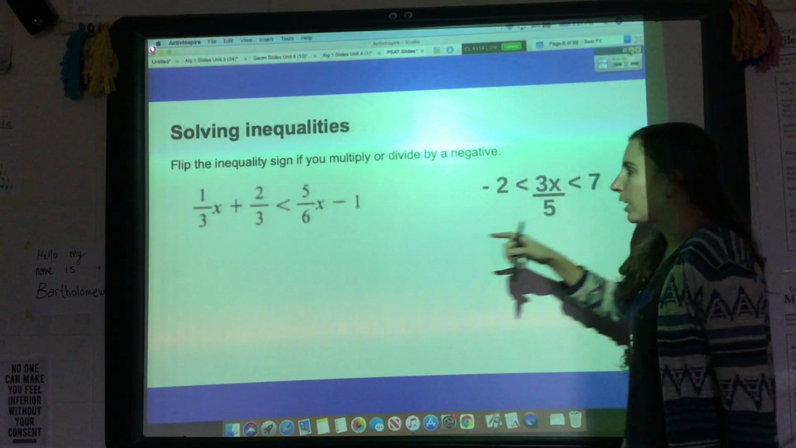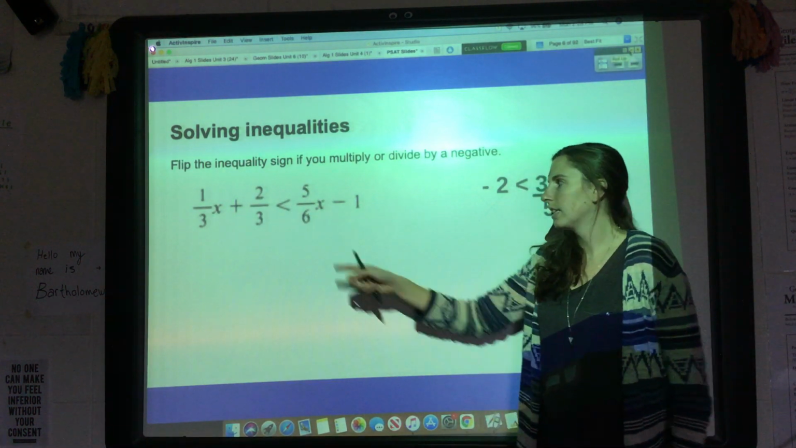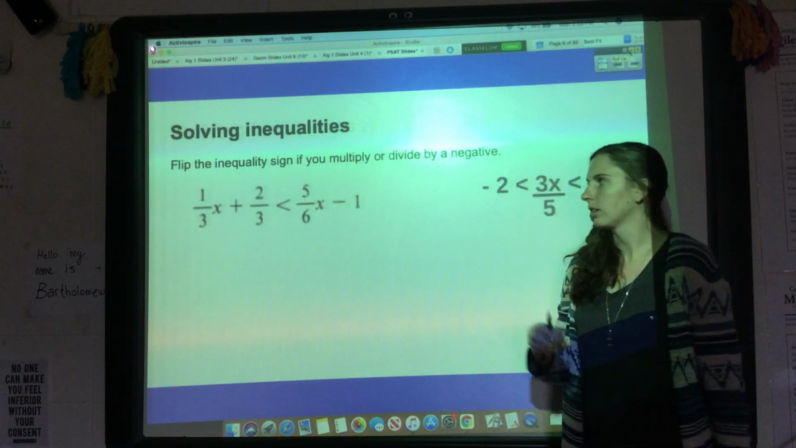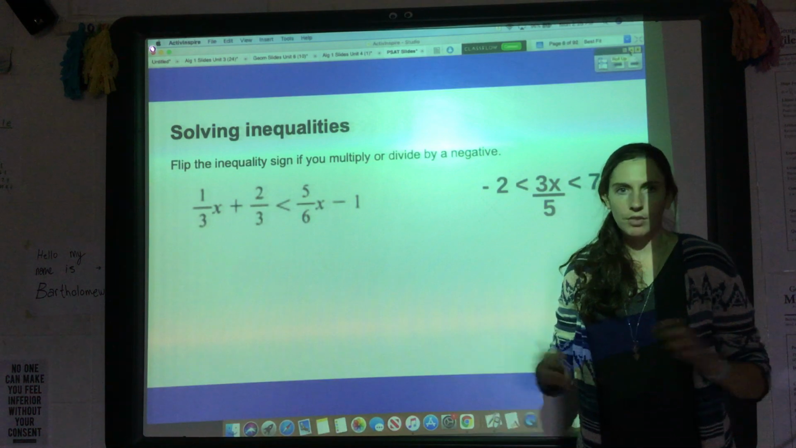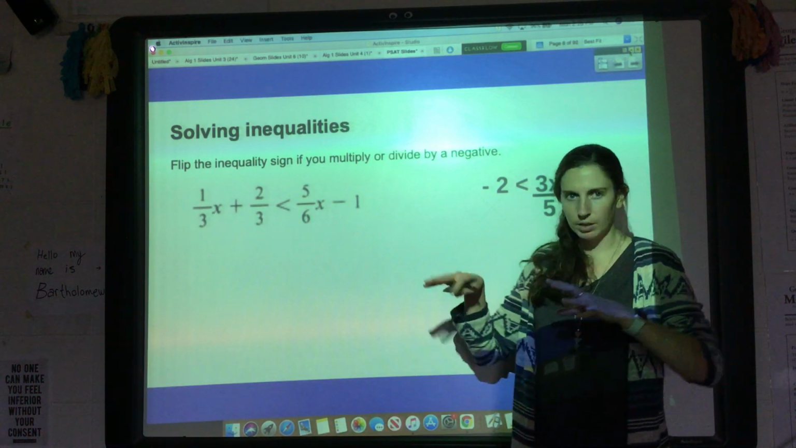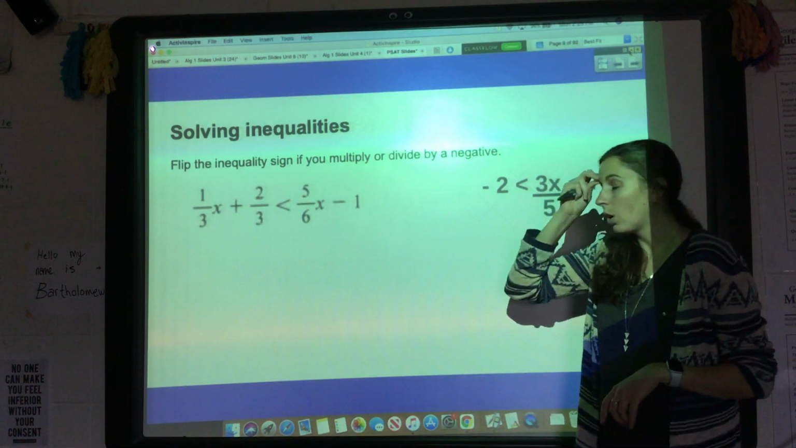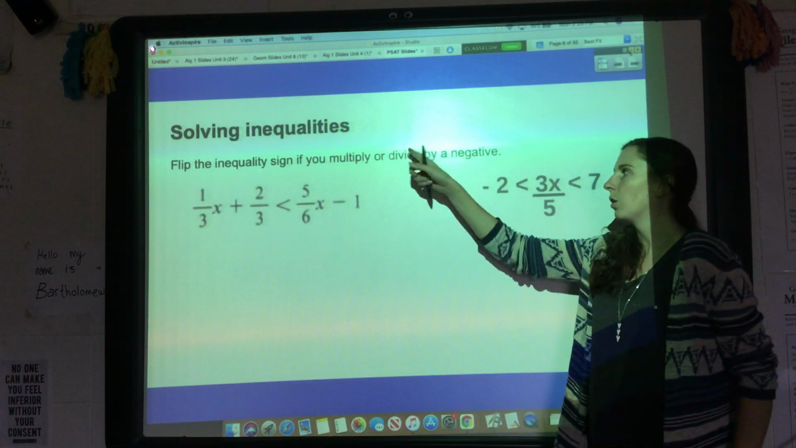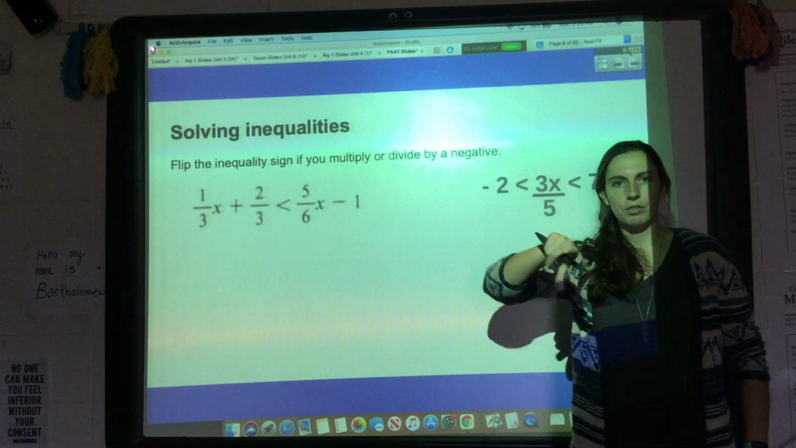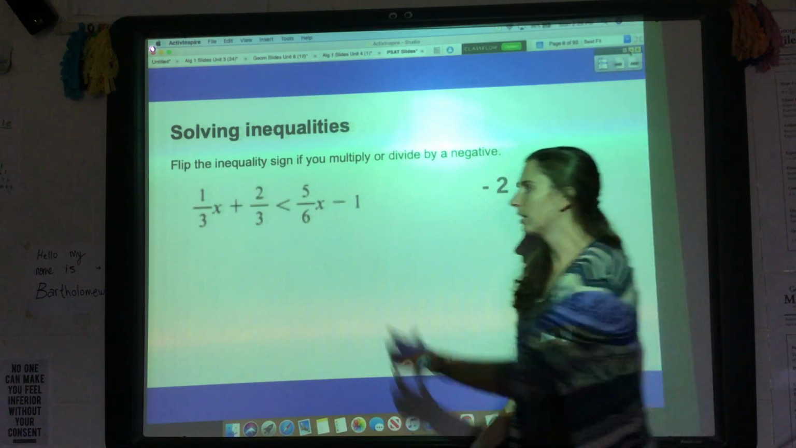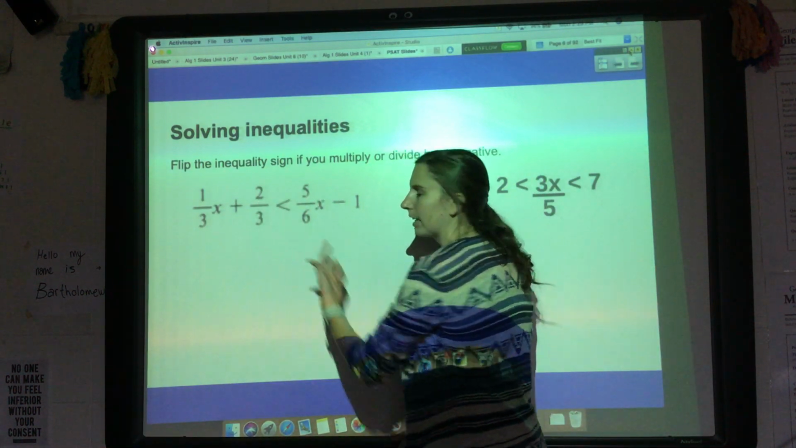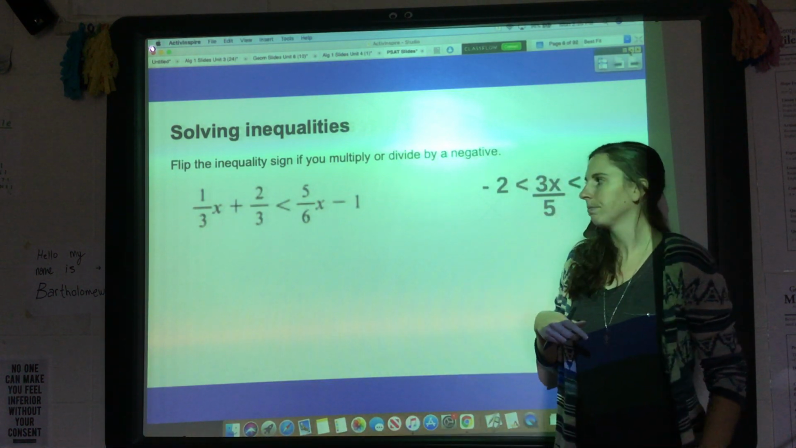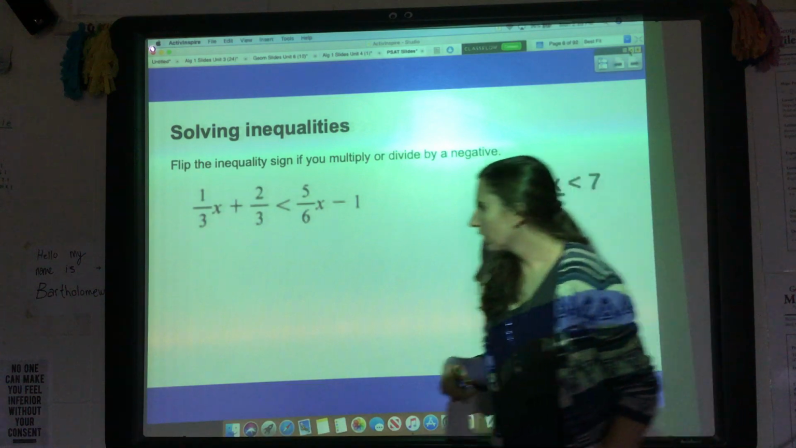When you are solving inequalities, the only difference is it's an inequality sign, like less than or greater than, rather than an equal sign. You solve these the exact same way, just get the variable by itself. The only difference is if you ever multiply or divide by a negative, you have to flip the sign. So if it was less than, it would now be greater than. But that's only if you ever multiply or divide by a negative. Okay, let's start with this one.